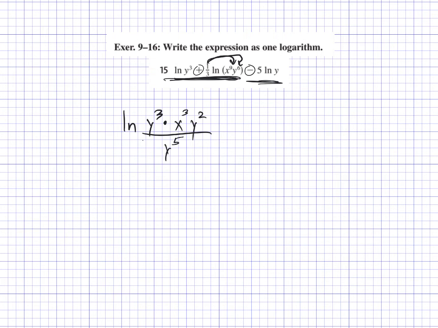Okay, so now just simplify. Natural log. We have x cubed. Y squared and y cubed is y to the 5th over y to the 5th. Those cancel out. So that's the final answer.